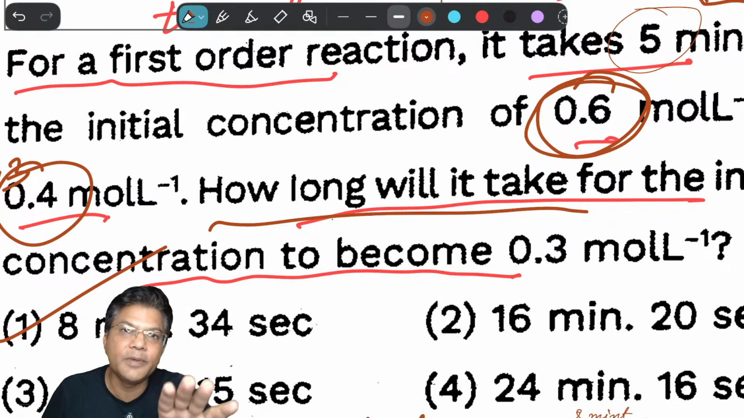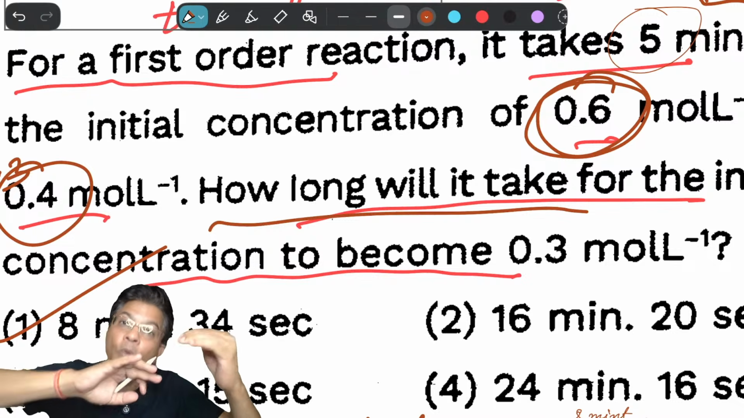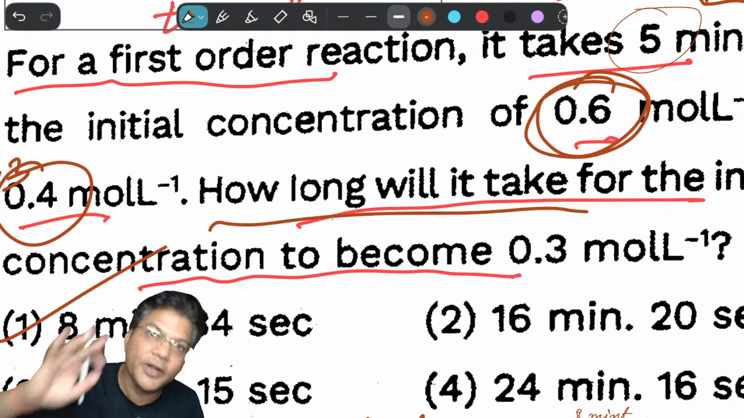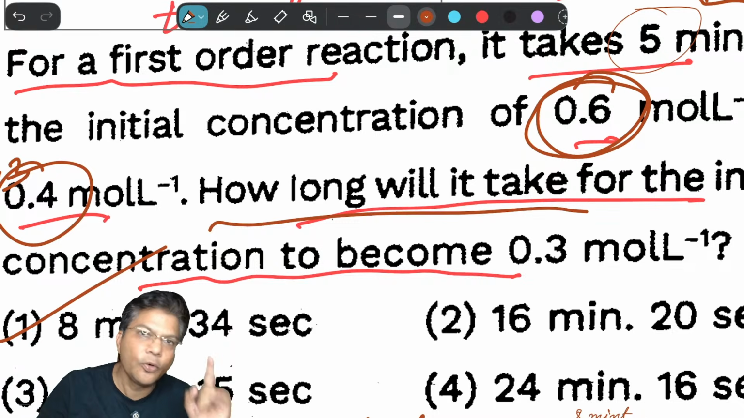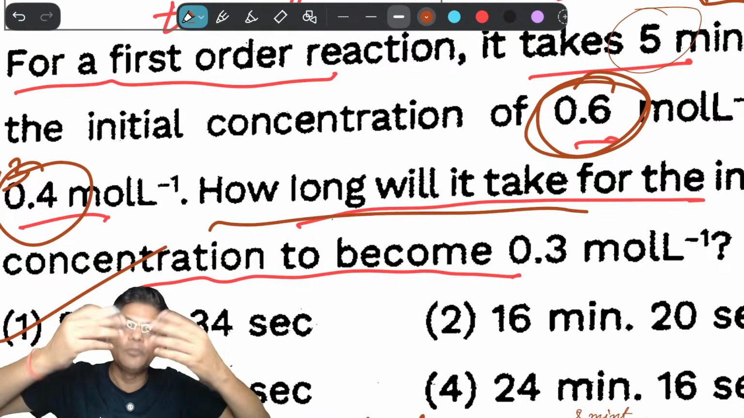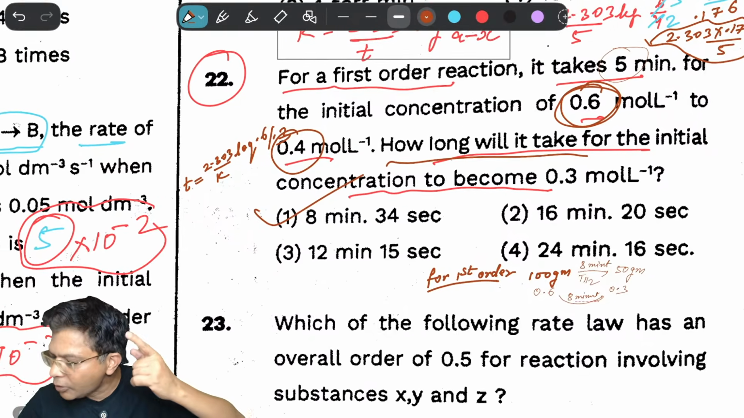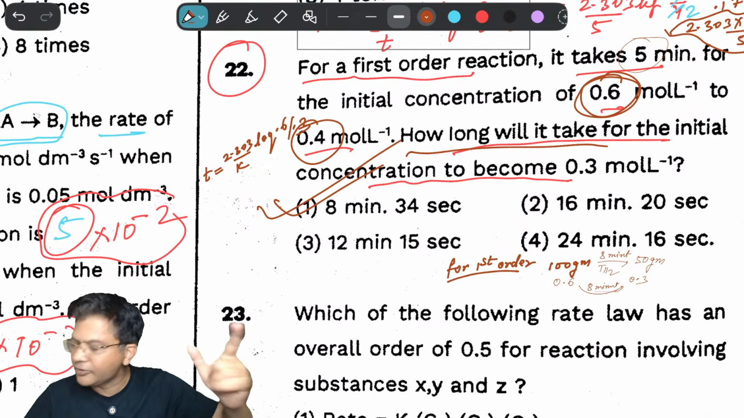That means 5 minutes is not the t half, because if the reaction moves for more time, then it will reach 0.3. So t half will be more than 5 but close to 5, a little bit more than 5. Are you getting my point? Which option is close to 5 and more than 5? That is only one option.